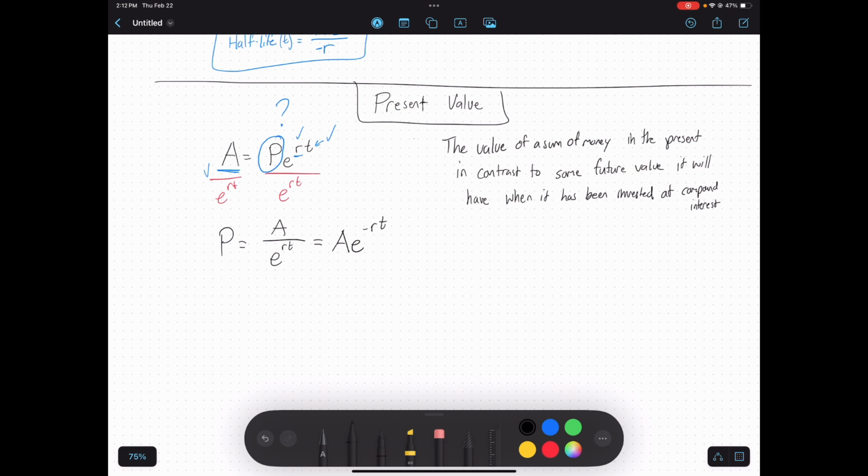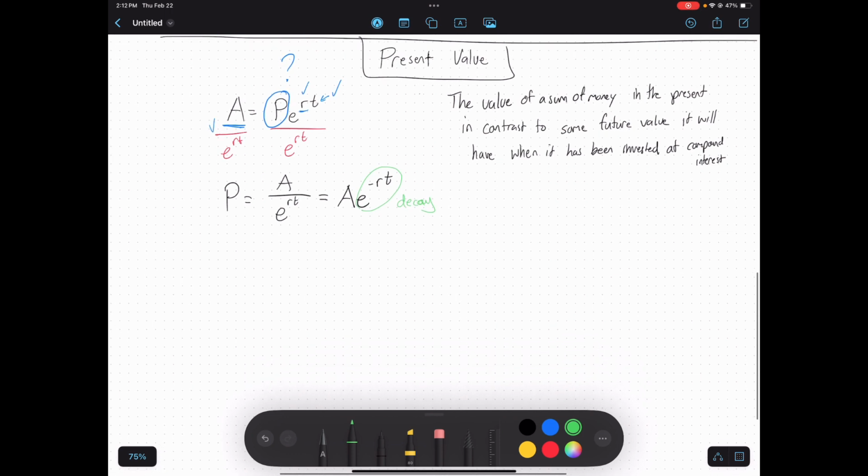You can calculate your present value by just simply taking your actual amount that you're going to have and multiplying that by e to the negative RT. Notice how I now have a decay function because we're going backwards. Your rate should be negative when you calculate present value. Okay? And that's what makes it a decay function.